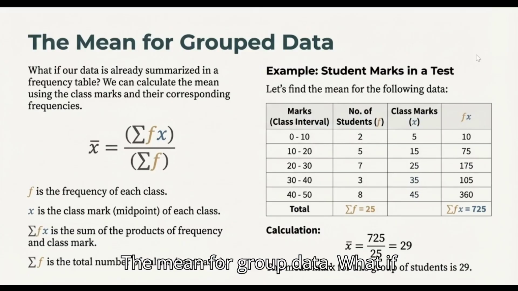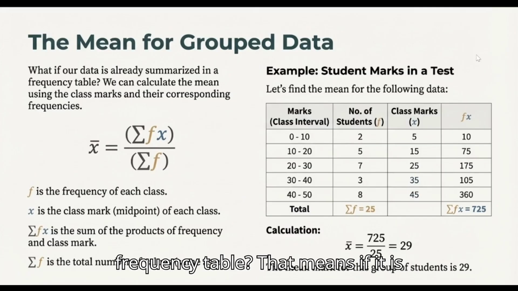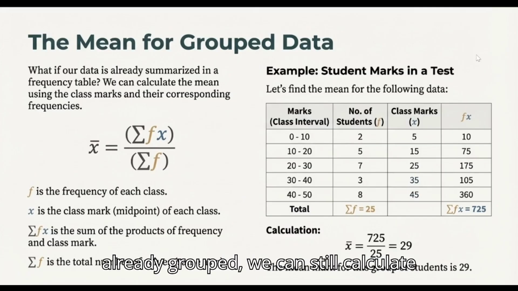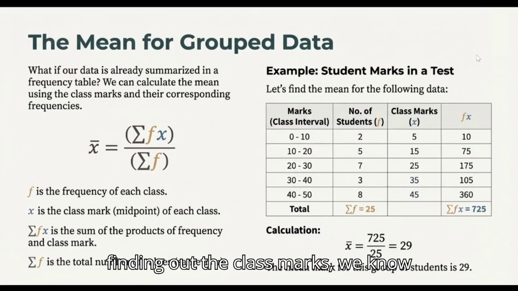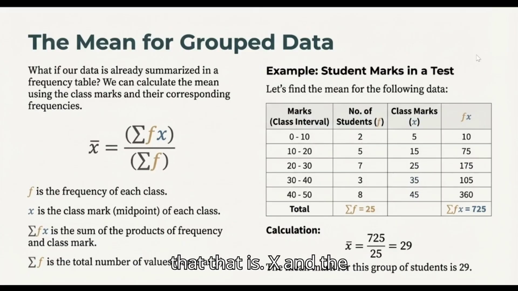The mean for grouped data. What if our data is already summarized in a frequency table? That means it is already grouped. We can still calculate the mean, but using class marks and their corresponding frequencies. By finding the class marks, which we call x, and the number of students, that is f, which is our frequency, when we multiply both of them, we get fx.